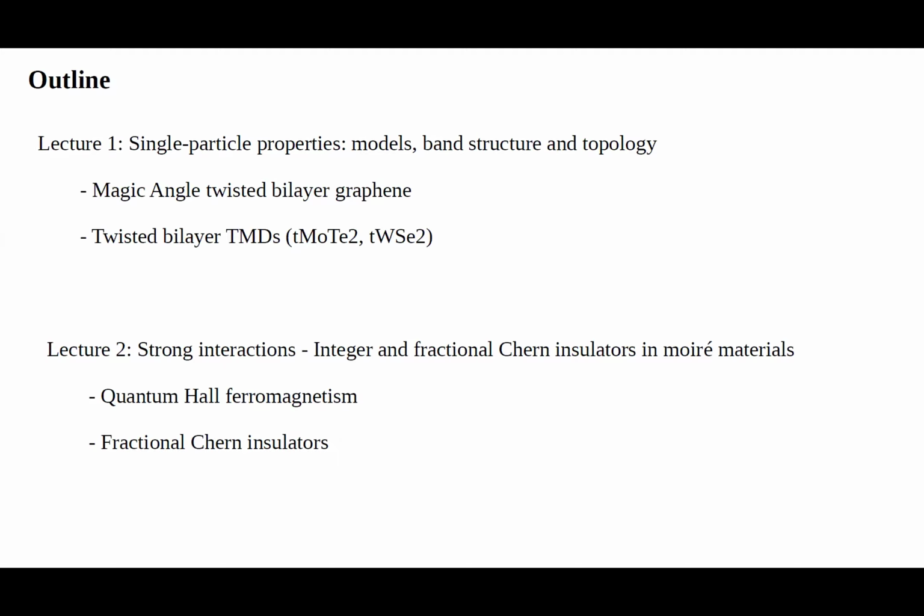So we are going to be talking about general models, band structure resulting from it, flat bands, and also a bit about topology, because some of these bands are going to be topological. And in the really wide field of moire materials, I chose to focus on magic angle twisted bilayer graphene and twisted homobilayer TMDs.